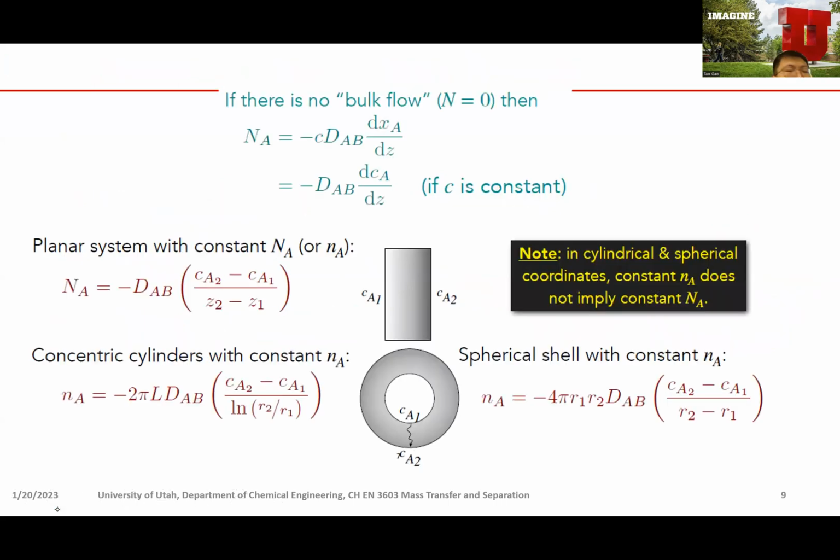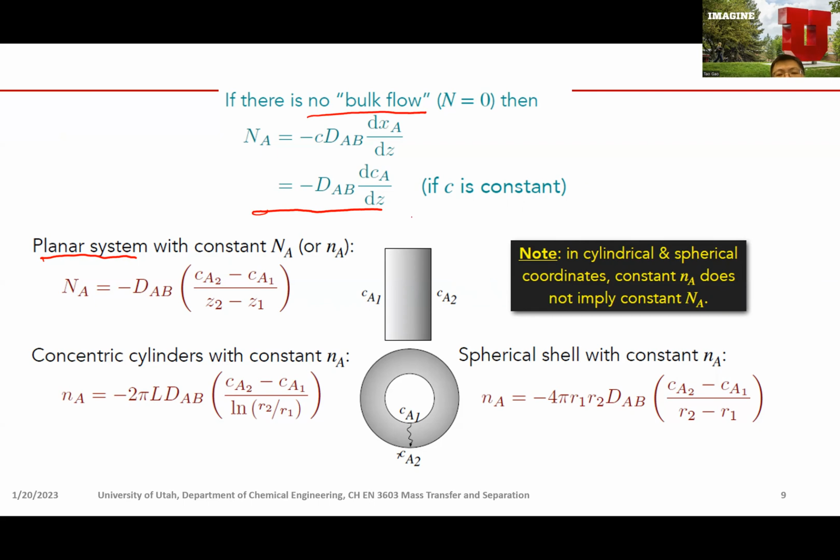So lastly, let's look at three examples of how we can compute the diffusive flux: for a planar system, for a concentric cylinder system, and for a spherical shell system. For the planar system, this is kind of the simplest case. We can just use this equation to compute the total molar flux when there's no bulk flow present, right?